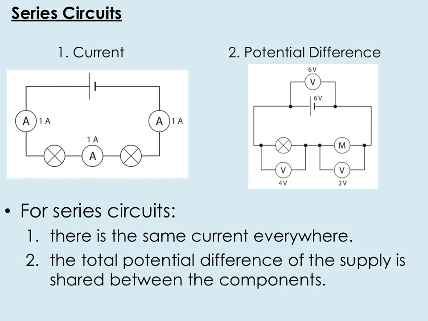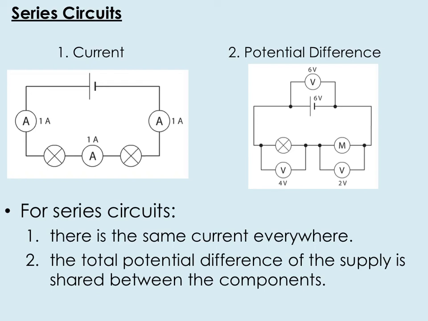Now when we look at circuits, there's a difference between types of circuits. We've got series and parallel circuits, and each series circuit acts in the same way, and parallel circuits also act in the same way as other parallel circuits. So we're going to take series circuits first. There's two laws you need to know for series circuits, one for current and one for potential difference.